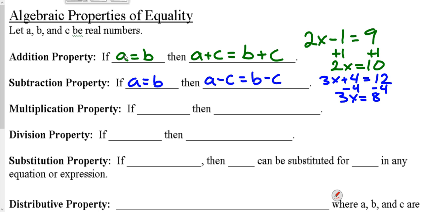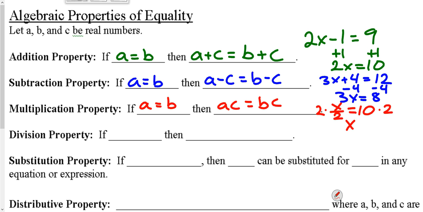The multiplication property, if A equals B, and hopefully you see where this is going, A times C equals B times C. So if we have x over 2 equals 10, then the multiplication property, if we're multiplying 2 on both sides, that would be that multiplication property to give us x equals 20.